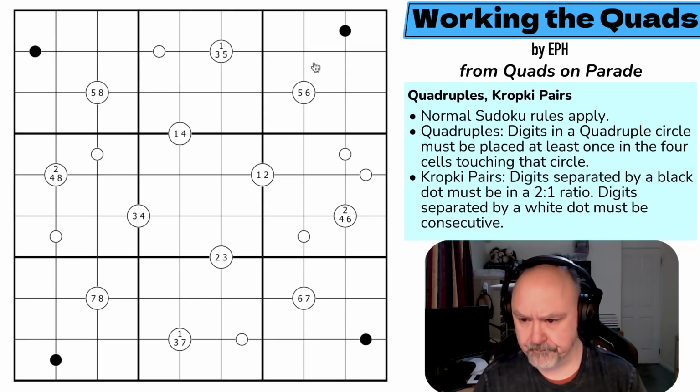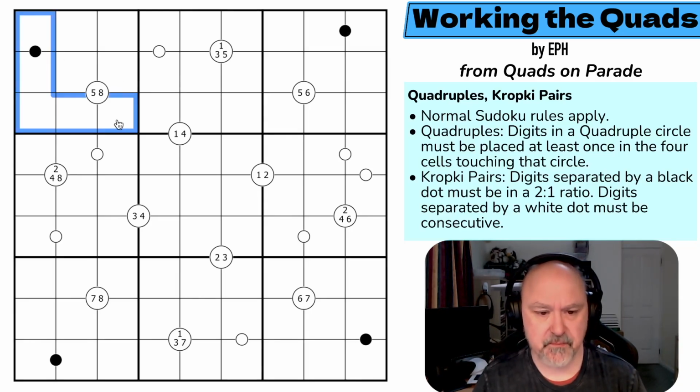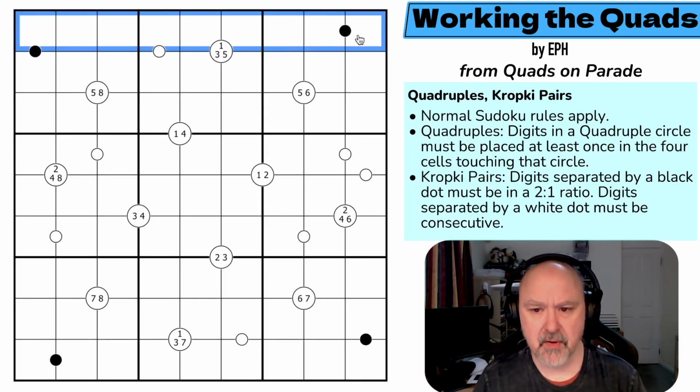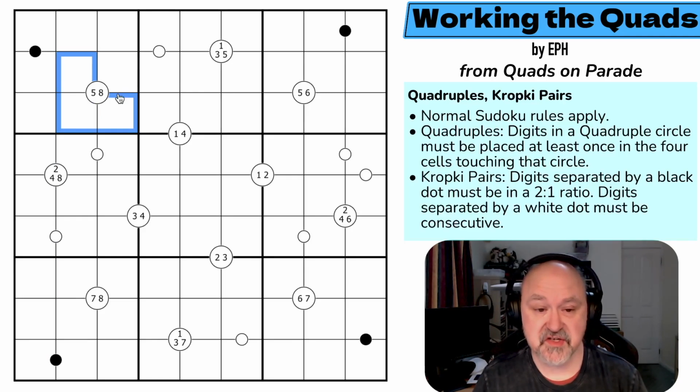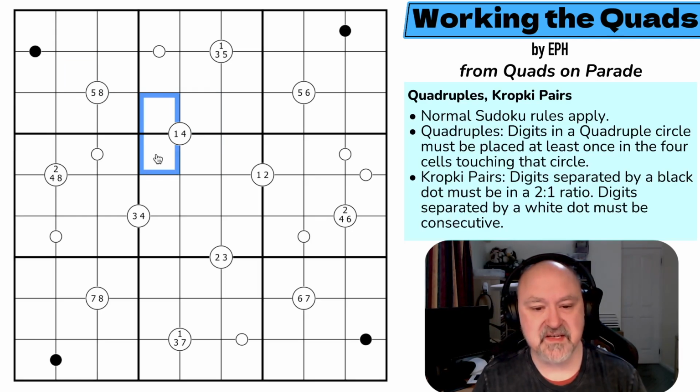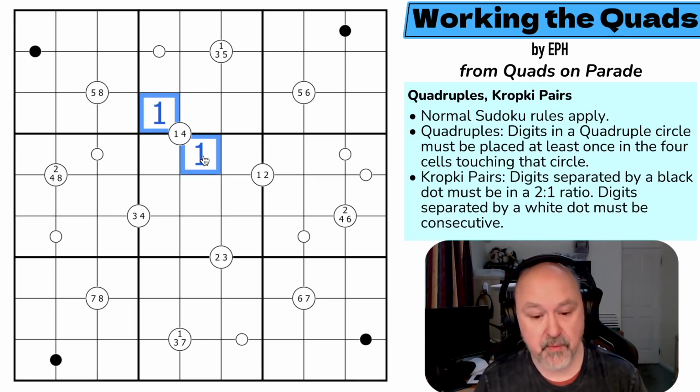So, normal Sudoku rules apply. In every box, in every row, and in every column, the digits 1 to 9 must be placed without repetition. Digits, we have quadruples. Digits in a quadruple circle must be placed at least once in the 4 cells touching that circle. So we know that 5 and 8 will appear in these 4 cells, and this 1, 4 means that there's at least 1, 1 and at least 1, 4 around the circle, but maybe both of those are 1. I don't know. It would be perfectly fine for there to be 2 1s around the circle.